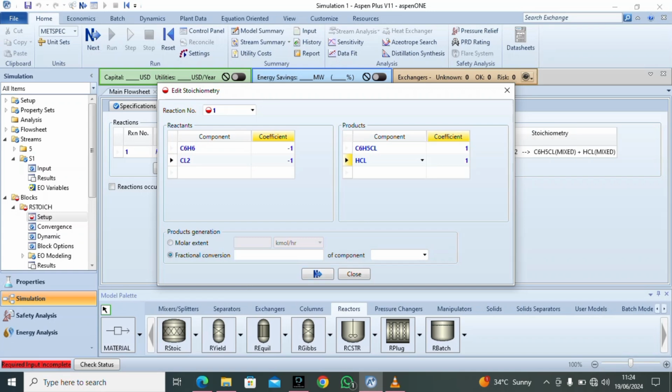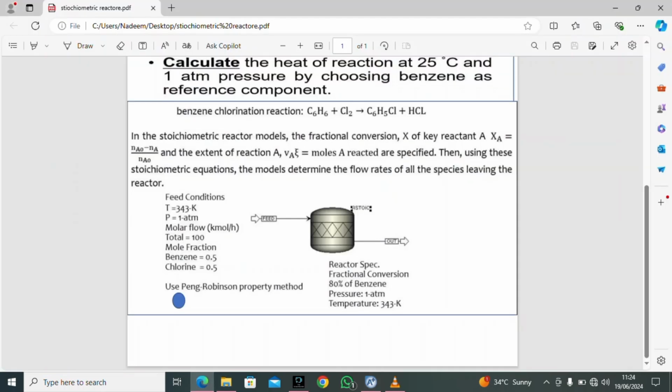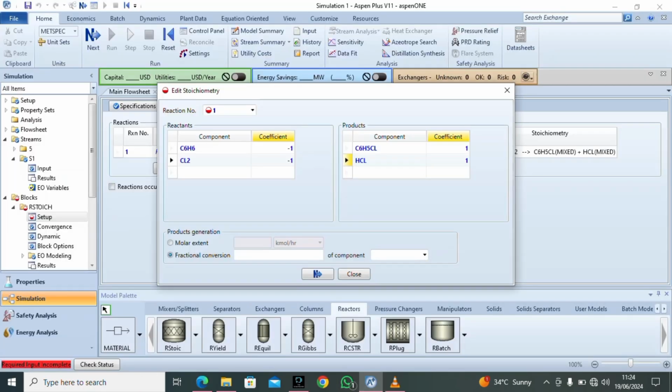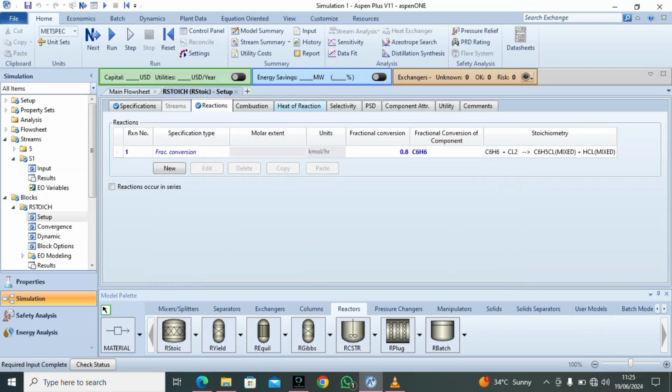Here, as we know, we require 80% fractional conversion of benzene. So we take the fractional conversion 0.8 of component benzene. See, it shows us a blue mark. So click on next.